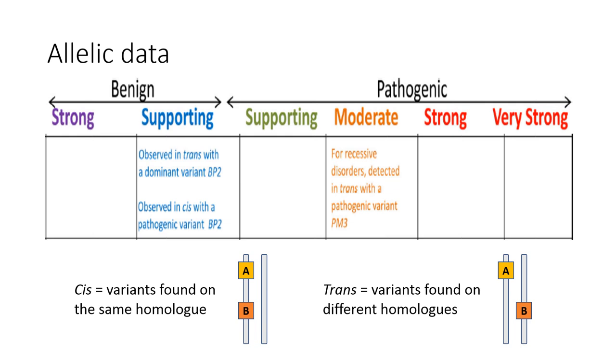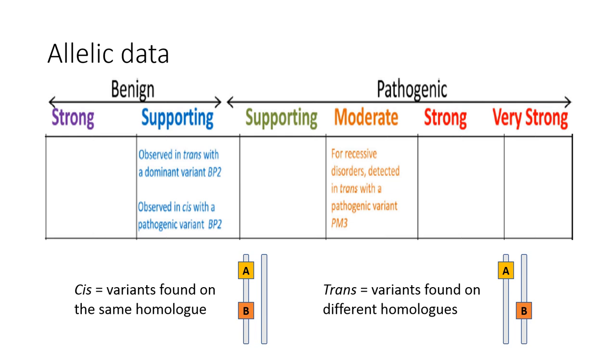For a dominant disorder, finding a novel variant in trans with a pathogenic variant is considered supporting evidence that the novel variant is benign, particularly for disorders that result in embryonic lethality or very severe phenotypes with biallelic variants. And finding a novel variant in cis with a pathogenic variant, regardless of inheritance type, is also supportive of benign, especially if it has been observed in cis with different pathogenic variants.